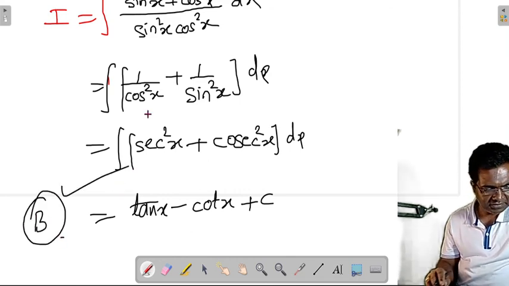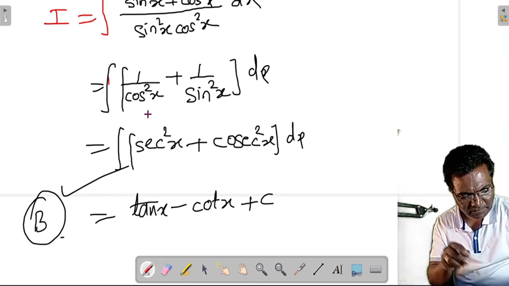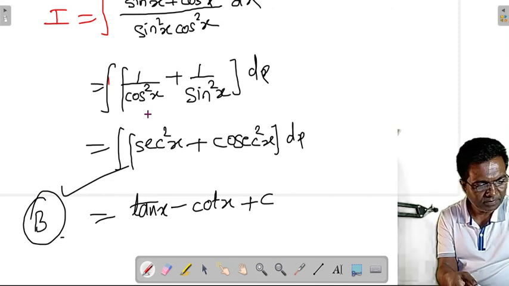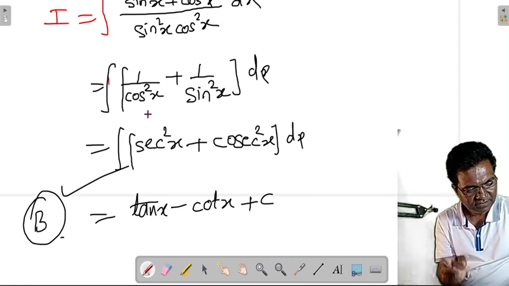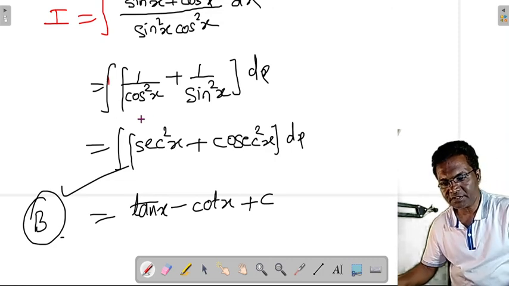Okay, so this is exercise 7.2. We will meet a few more examples which are solved in the text in the next session. Okay.